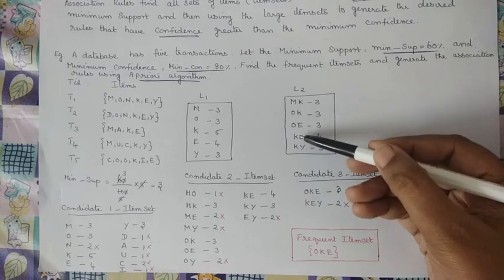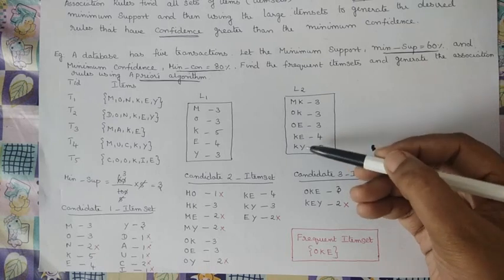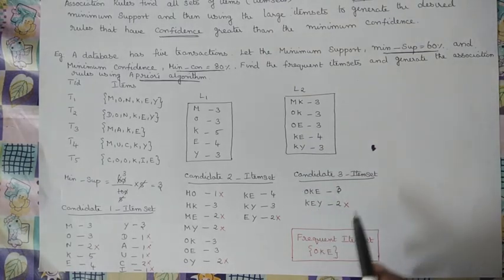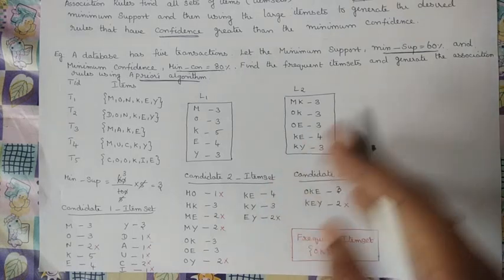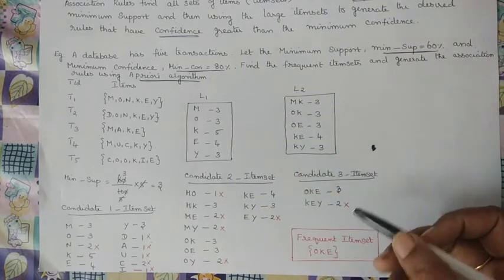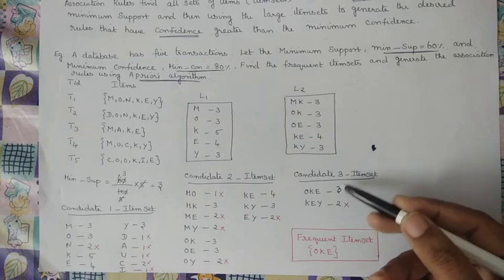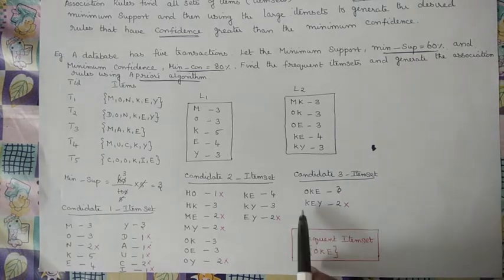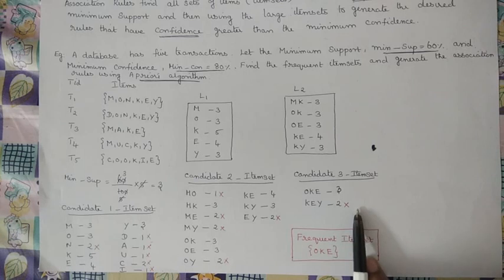And then here also you see you have K and K, where K is the first element. Once again, I am going to apply the self join concept, and then I get KEY. Whenever you do this, you may have many other item sets, so I am looking at the support count of these. This is 3 and this is 2. KEY does not have the minimum support count, so I am eliminating this one. So my final frequent item set is OKE. This is my final frequent item set that has the minimum support count.